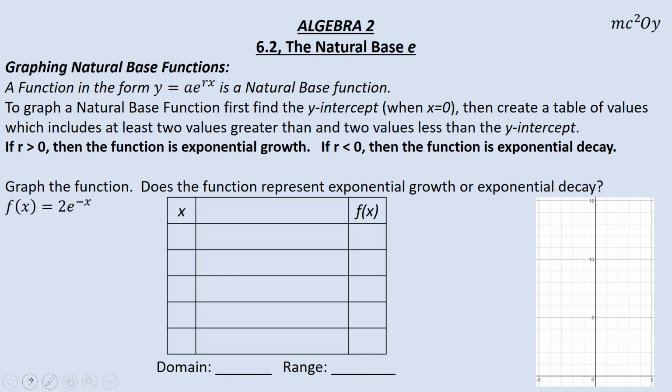Notice all we've done is made x negative, which means our rate now, our r value, is negative 1. Okay, so r equals negative 1. When r is less than 0, it is decay. So does this represent growth or decay? It should represent decay when we're done graphing it. So we get 2 times e to the negative x.